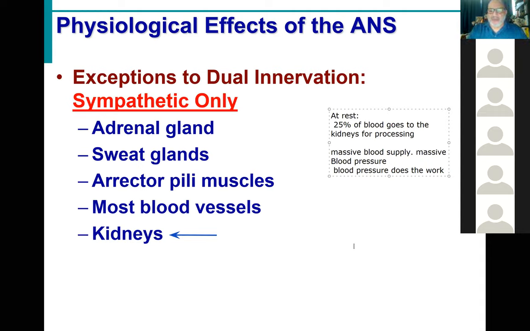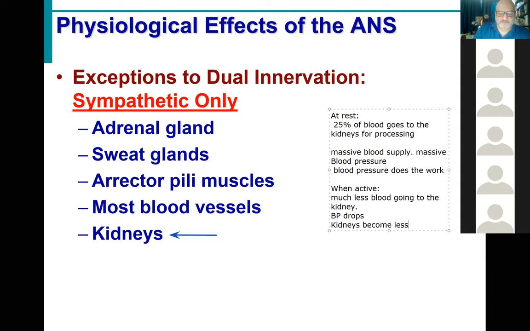But here's the problem. When you become active, as we talked about, you get up and you run down to the store. You run downstairs to get your coffee. You decide that my lectures are too boring, so you jump on the exercise bike. When you are active, you have much less blood going to the kidneys. That means that the blood pressure drops. And if the blood pressure drops, the kidneys become less effective. So every time we stand up and walk around, our kidneys become less effective. Could that potentially be a problem? Yes, absolutely.